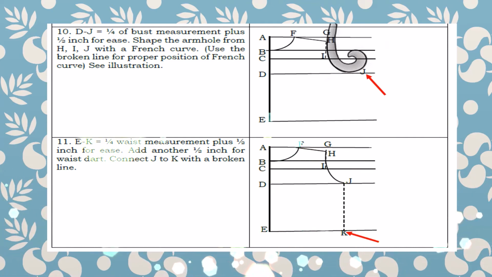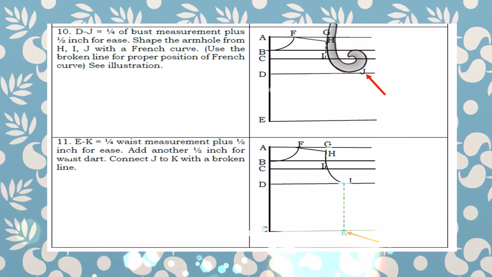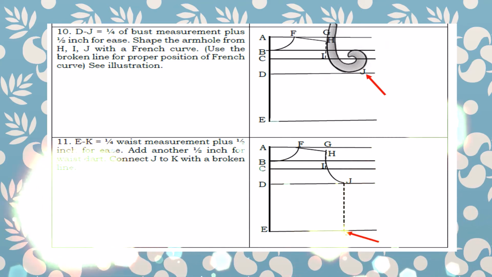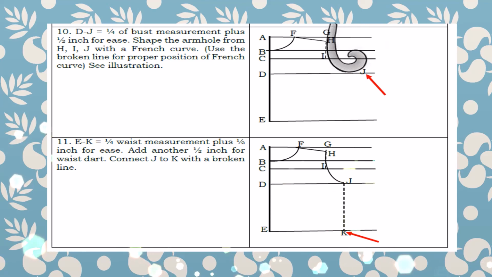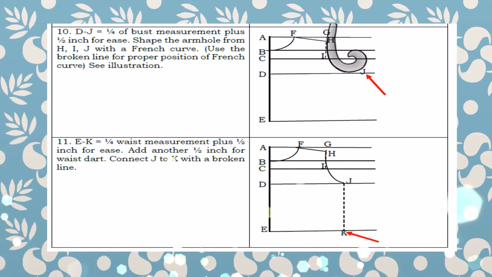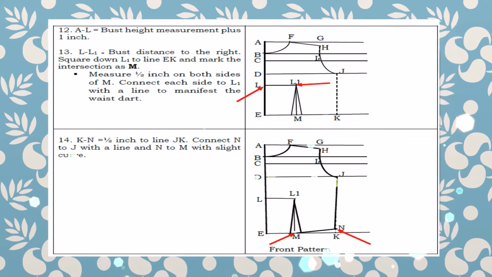See the illustration. Number 11, E to K is 1/4 waist measurement plus 1/2 inch for ease, and add 1/2 inch for waist start. Connect J to K with a broken line. Number 12, A to L is the bust height measurement plus 1 inch.